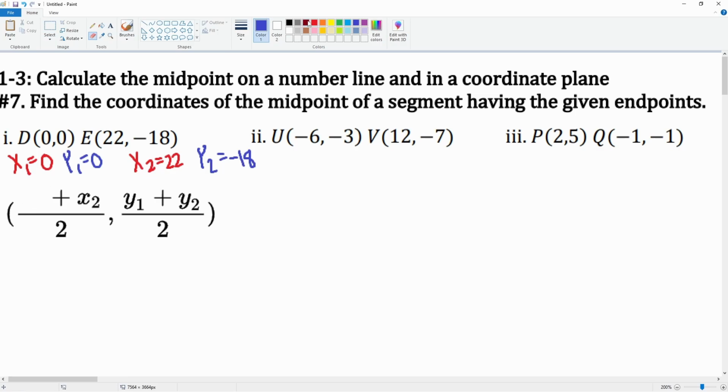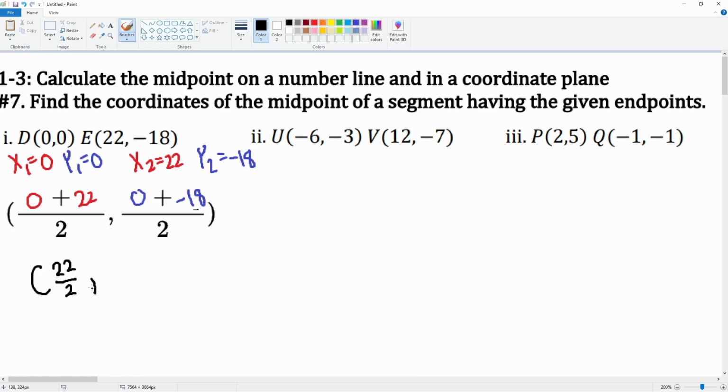So x1 is 0. Then I'm going to write x2, which is 22. y1, we wrote that as 0. And then our y2, which is going to be negative 18. So what is 0 plus 22? Well, that looks like it's just 22.